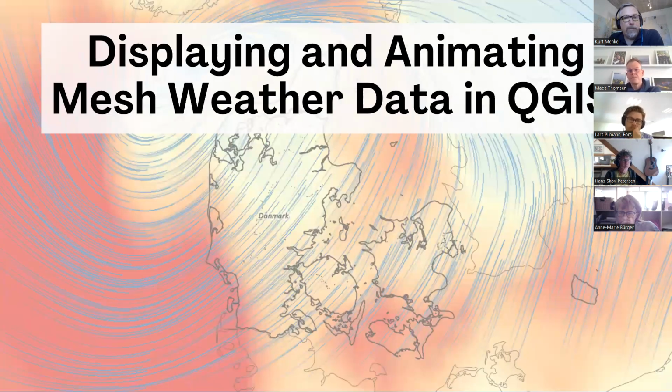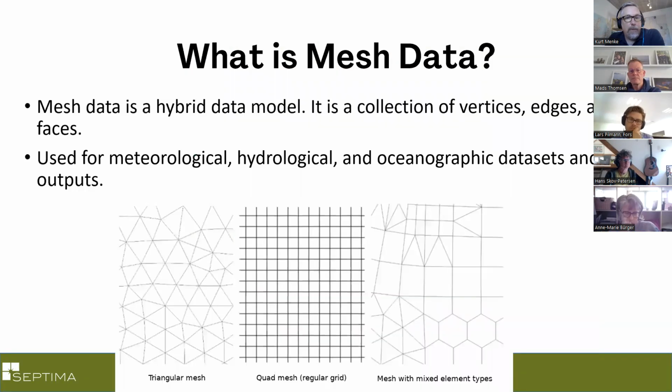And then we'll finish up with displaying and animating mesh weather data in QGIS. Mesh data is this hybrid data model. It's a collection of vertices, edges, and faces. And it's often used for weather data, hydrological data, and things that are produced by modeling software. And there are various structures for mesh data.